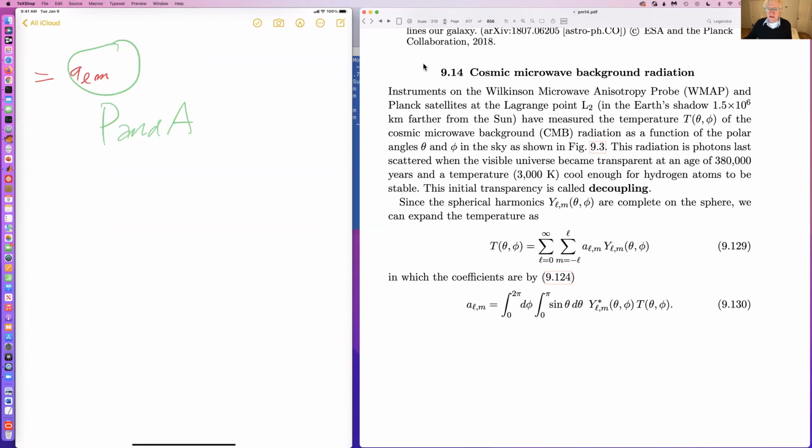A little background here: the instruments on the Wilkinson Microwave Anisotropy Probe, that's WMAP, and Planck satellites sit at the Lagrange point, which is in the Earth's shadow, about 1.5 million kilometers farther from the sun. They've measured the temperature, and that's the plot we saw in the figure I just displayed. This is radiation from photons emitted when the universe became transparent.